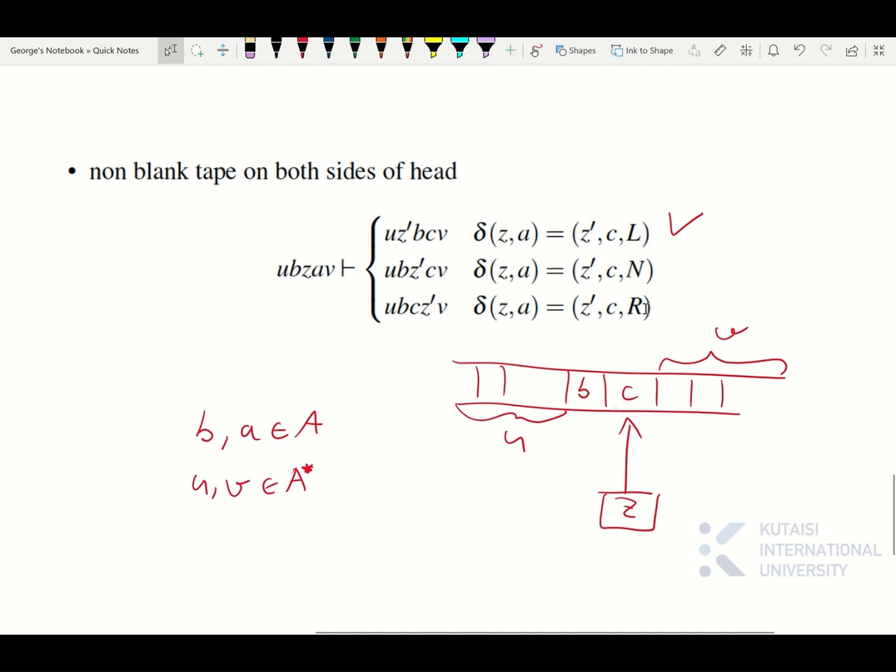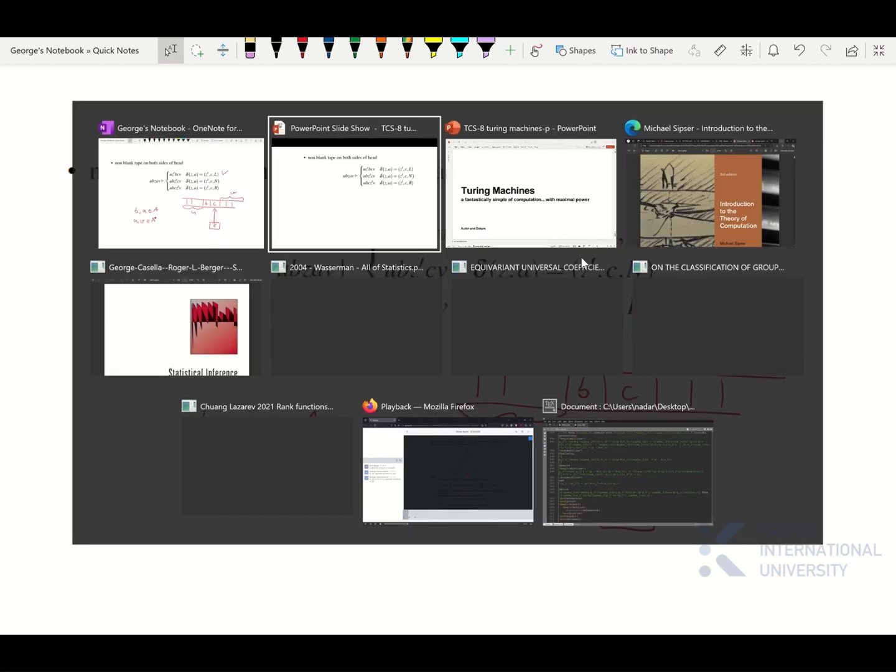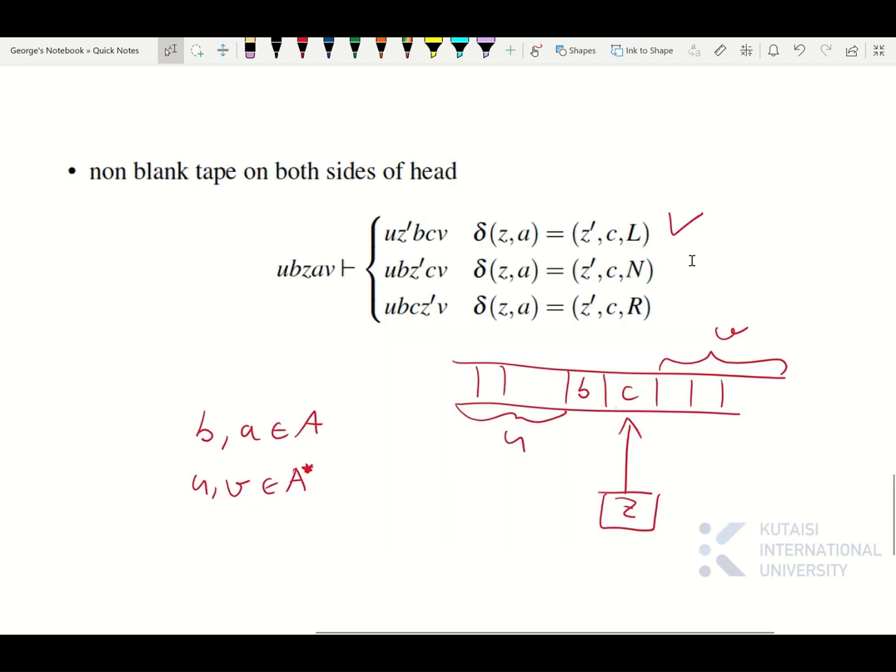And the other thing I can do, there's only 3 possibilities, is I can go to Z prime, overwrite C and move right. Then in this case, I will be U, B, C, Z prime, V. That's it. Every program you write for Turing machines is one of these 3. So it's an incredibly simple description of what it means to compute. Basically what it means to compute is you either do this, this, or this. So you move right, left, or stay in place.